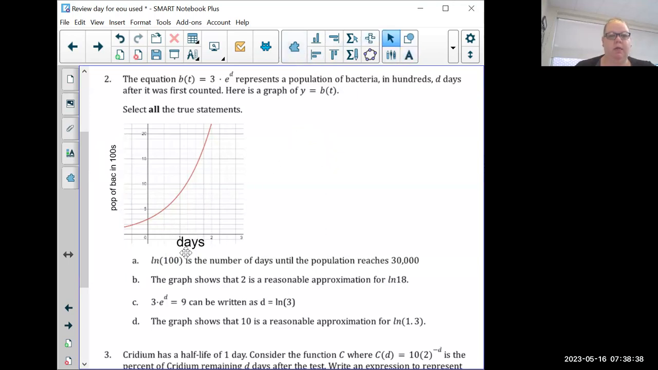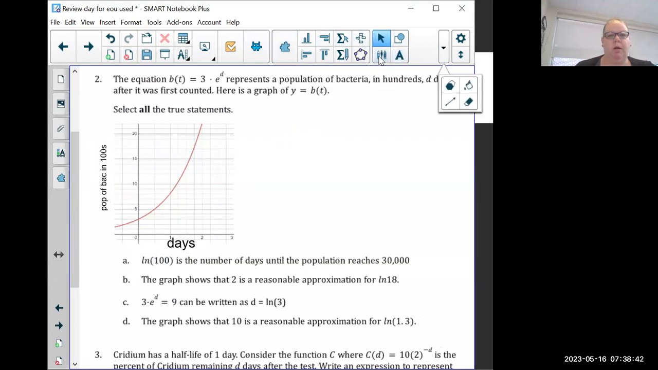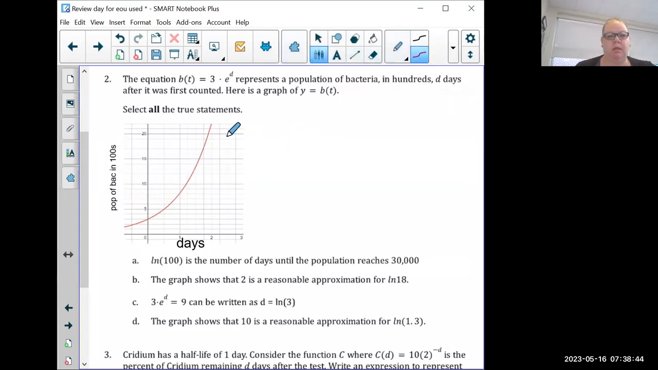Now the days is where we're going to plug in the number up here. So when they give us the days, we're going to plug it in here. If they give us the population, we're going to plug it in here and solve. So we need to make sure that we're clear that days is going in for D and this is the population. So A says the ln of 100 is the number of days until the population reaches 30,000.